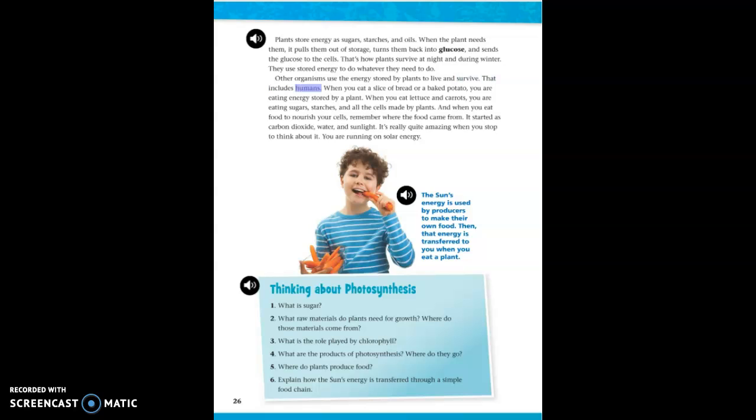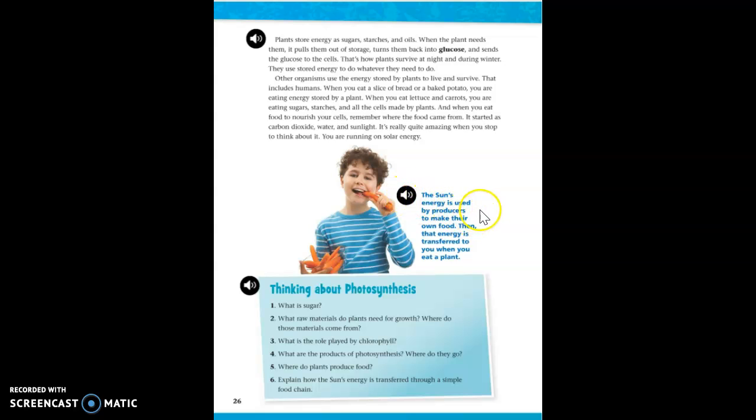That includes humans. When you eat a slice of bread or a baked potato, you are eating energy stored by a plant. When you eat lettuce and carrots, you are eating sugars, starches, and all the cells made by plants. And when you eat food to nourish your cells, remember where the food came from. It started as carbon dioxide, water, and sunlight. It's really quite amazing when you stop to think about it. You are running on solar energy.